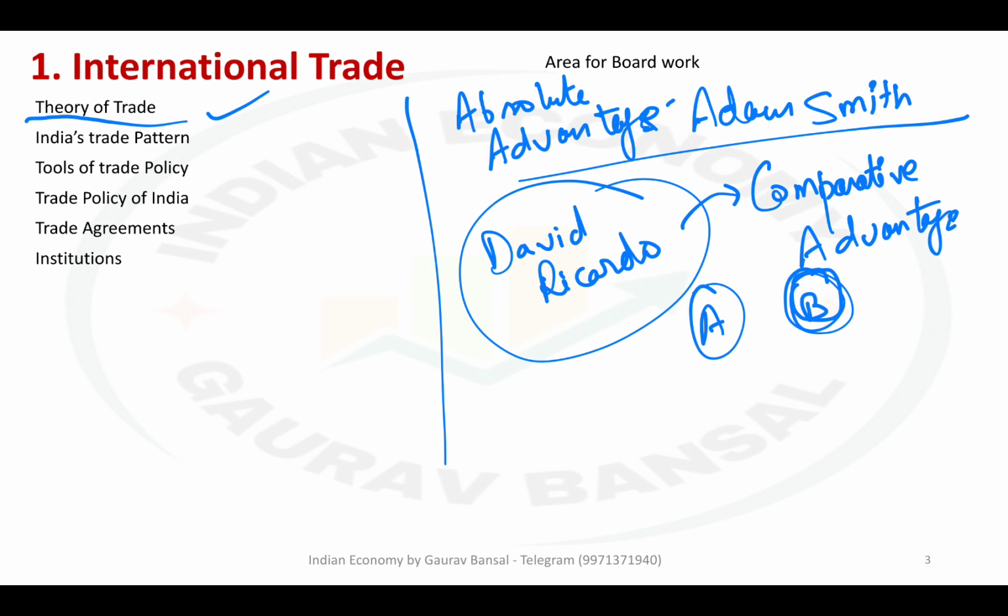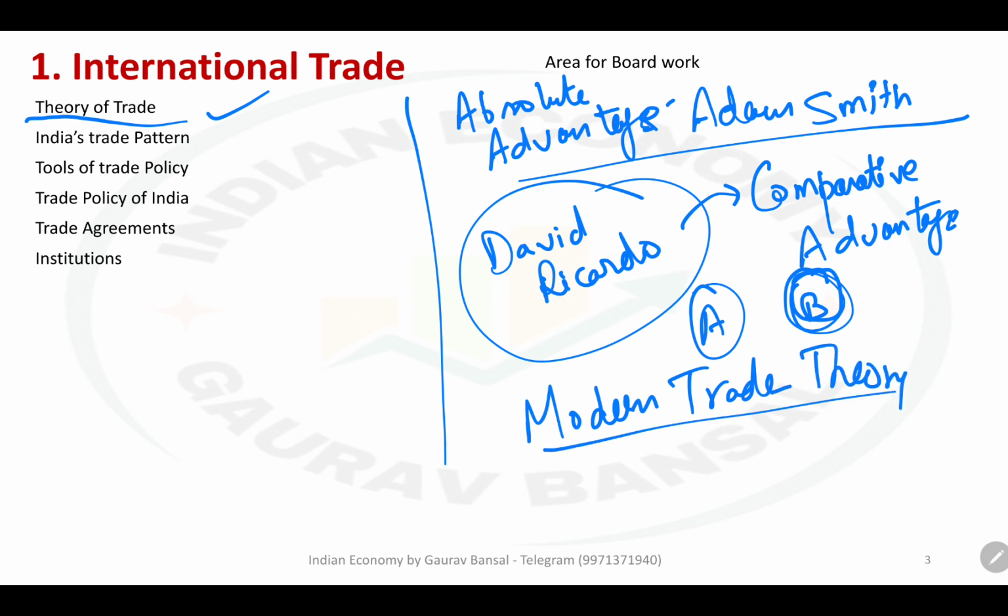So that is about absolute advantage and comparative advantage. Similarly, then we have modern trade theory. I do not really expect them to ask a very technical question from modern trade theory. So here we have the Heckscher-Ohlin model.